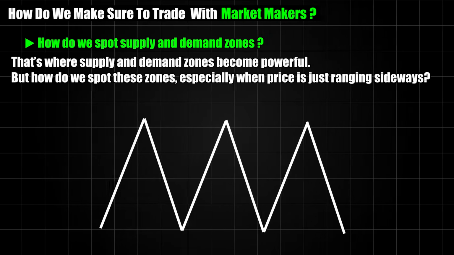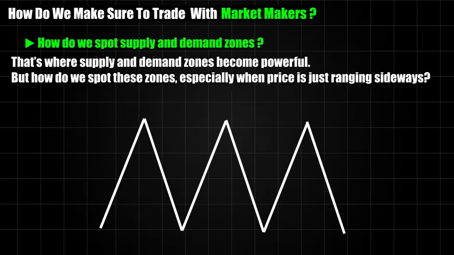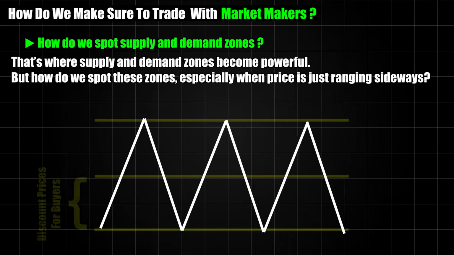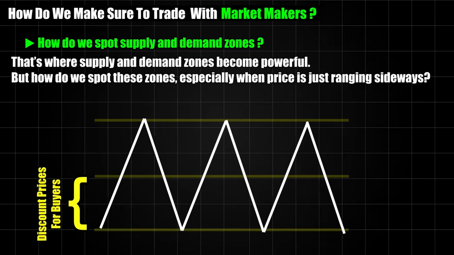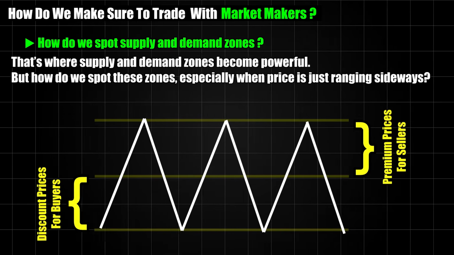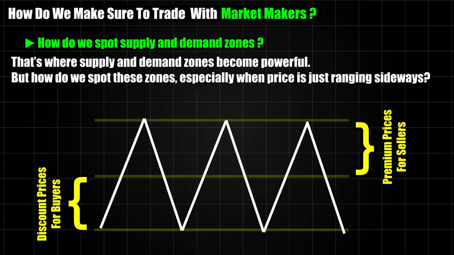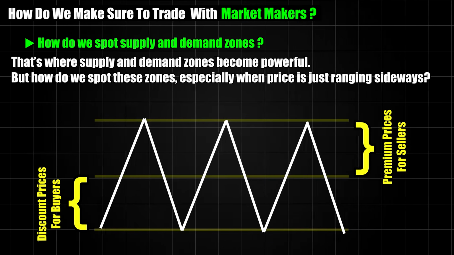In such consolidation phases, institutions are accumulating or distributing orders. When price reaches the lower end of the range, buyers tend to step in, seeing the asset as discounted. At the top of the range, sellers see an opportunity to short at a premium. It's the classic buy low, sell high principle in action.